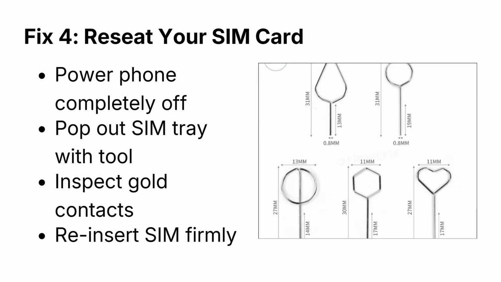Fix 4, reset your SIM card. Power the phone completely off. Pop out the SIM tray with a tool. Inspect the gold contacts. Reinsert the SIM firmly.